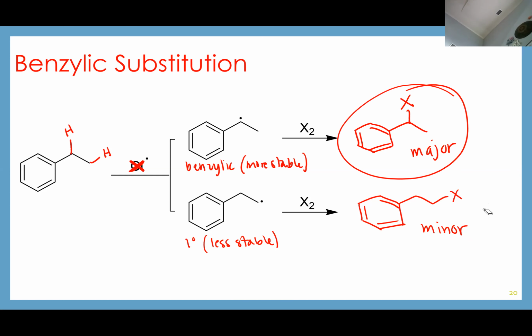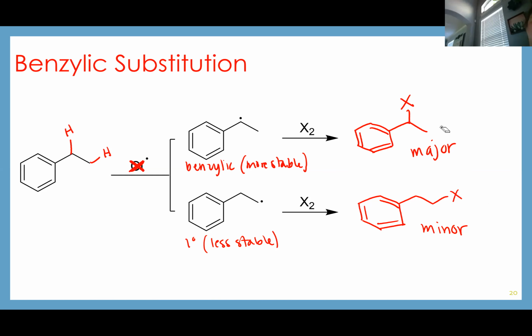So remember that when there are multiple radicals that could be formed, it's pretty likely that you'll end up with multiple products, especially with chlorine. With bromine, bromine would probably create just this and trace amounts of this. Chlorine would probably create both, but the top one would still be the major product. Are there any questions about the major and minor products here?